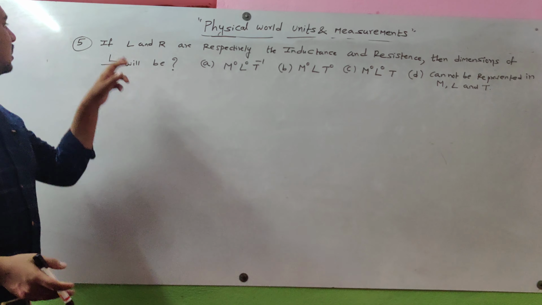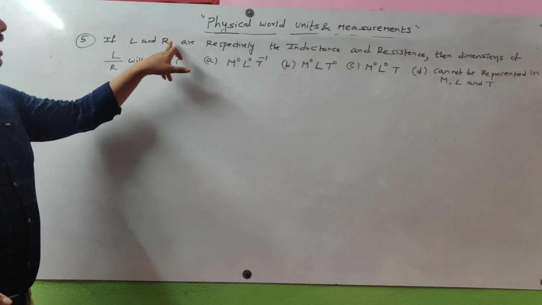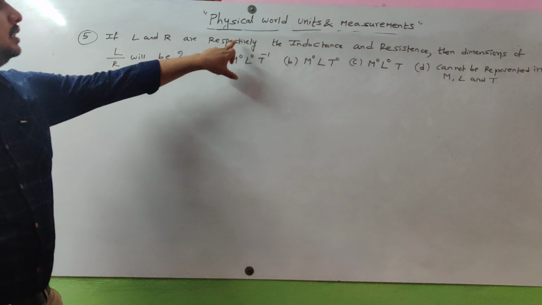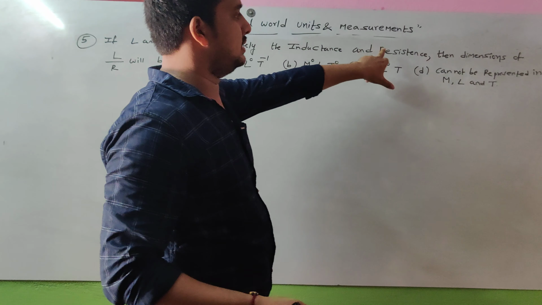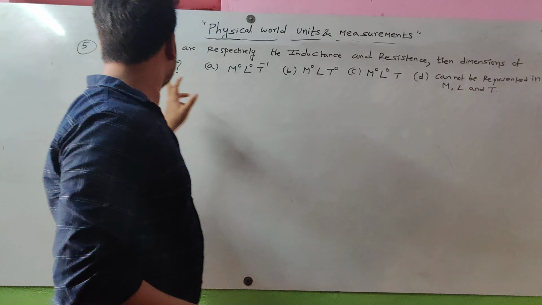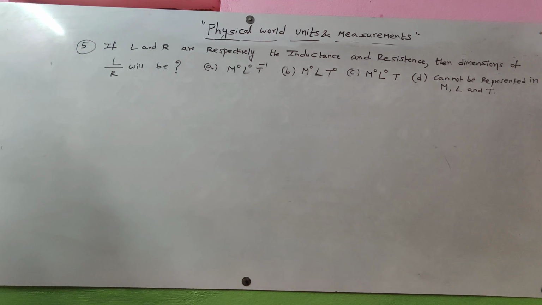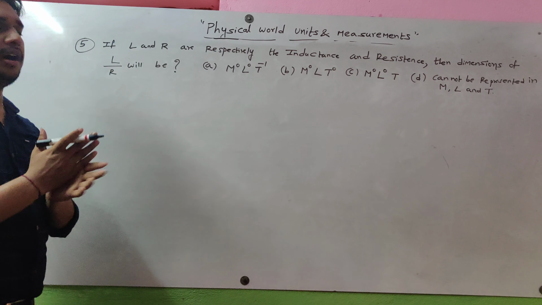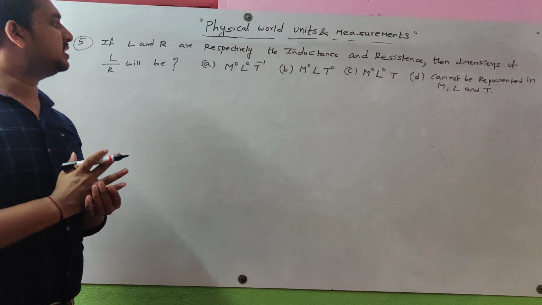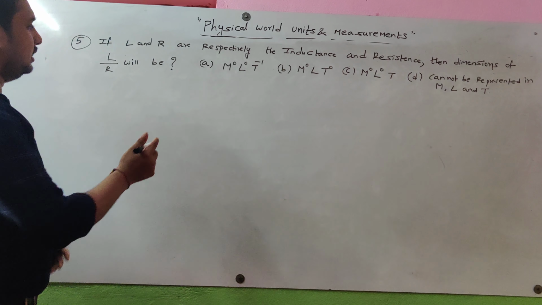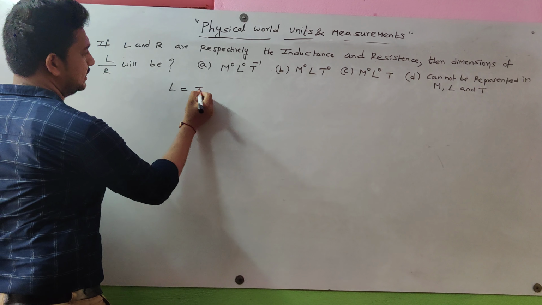Example 5. If L and R are respectively the inductance and resistance, the dimensions of L by R will be, like this dimensional formula questions are asked in examination. L by R will be, L is nothing but what? Inductance.